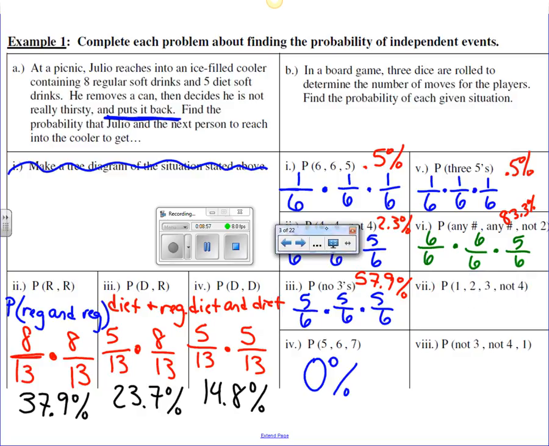All right. This next one, probability of getting a 1, a 2, a 3, and a 4. Or not a 4. What? 0. Why? Yes, you only have 3 dice. And this is asking you to get 4 things.